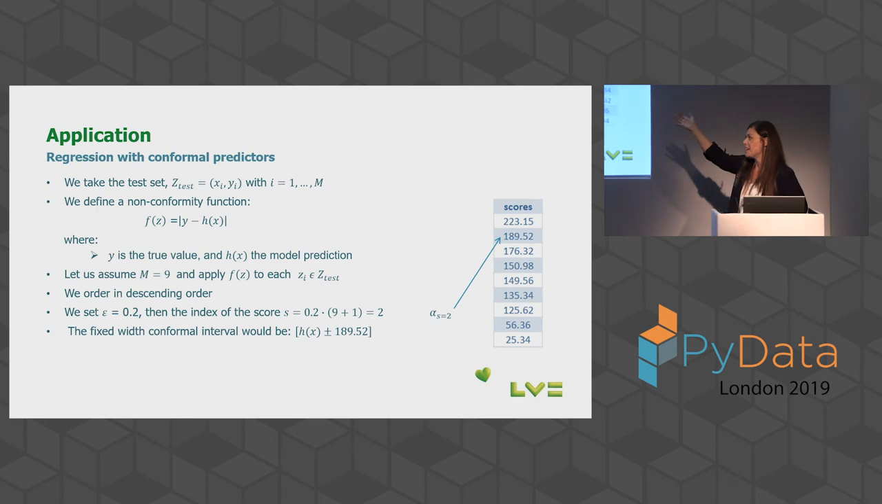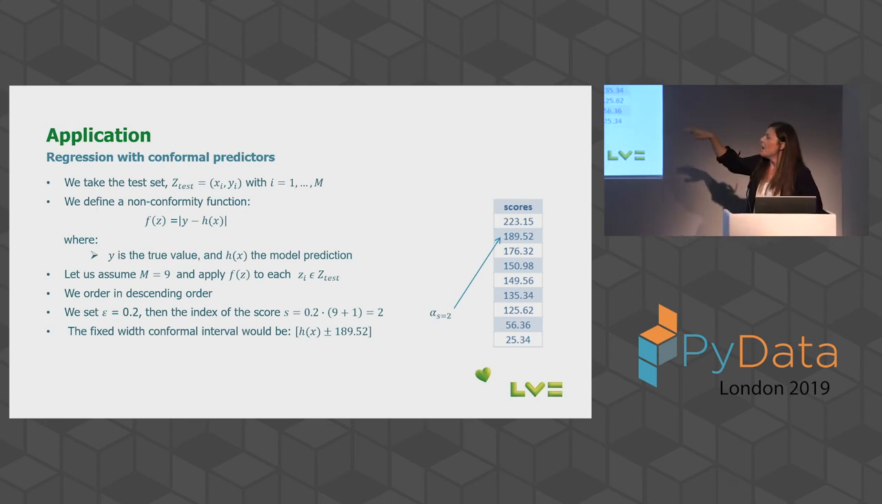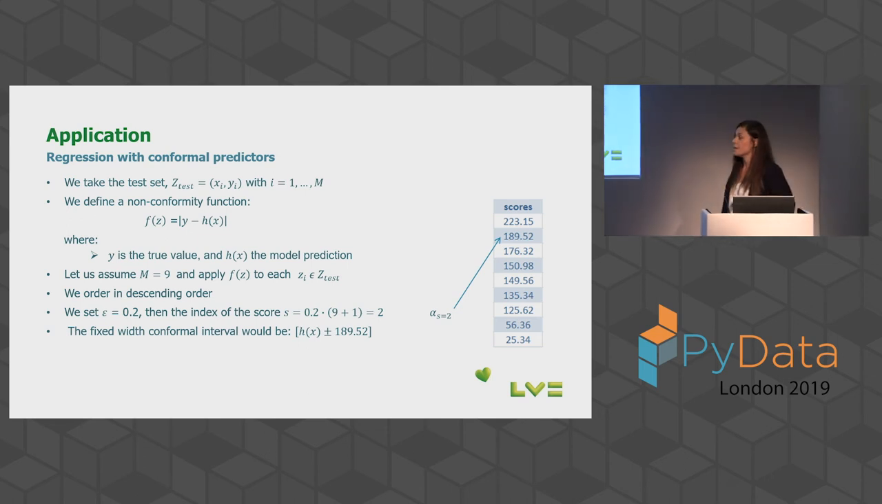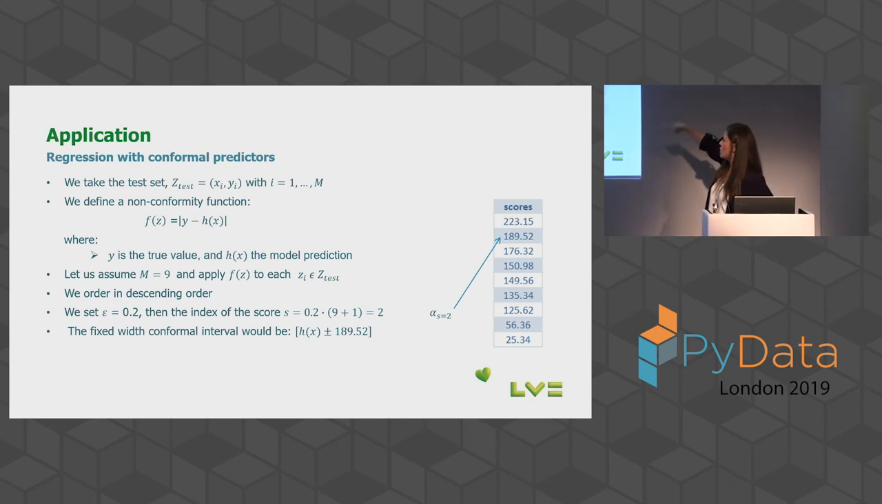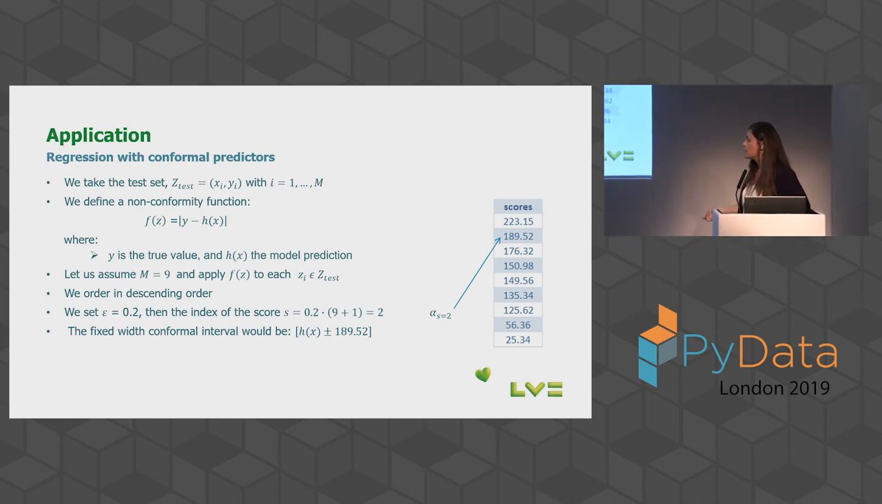So I took the simple one and I defined the non-conformity function as the absolute error between the prediction and the truth. We assume again that we only have 9 examples in our calibration set. We order all of them in descending order. As you can see, these are all the scores for the points that I have in the calibration set.